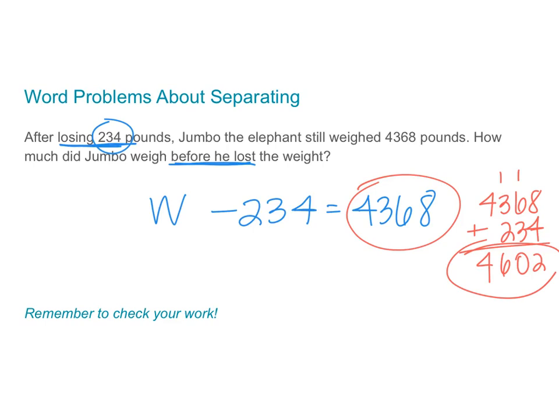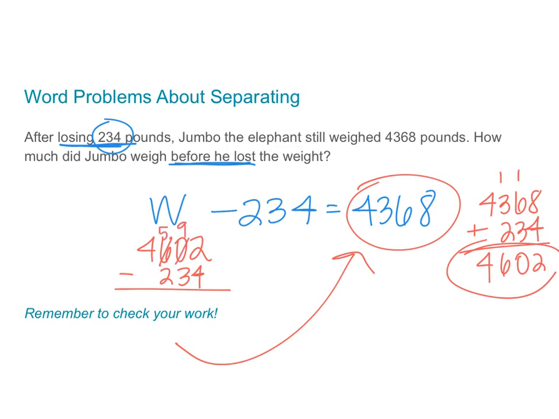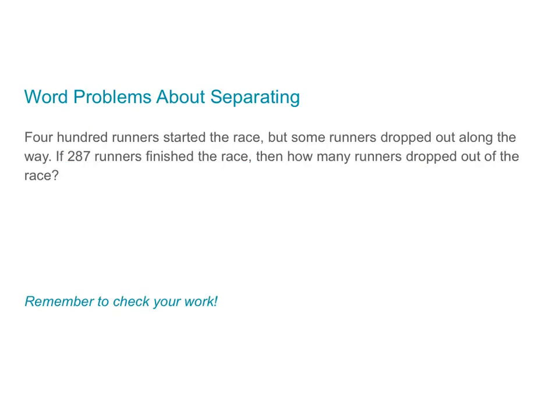Now I can plug that in where W is here. And then I can go ahead and check my work by subtracting 234 from it to make sure that it does in fact equal what it says it should equal. So if I subtract this, I've got to do some regrouping, borrowing and regrouping. I do end up with the same thing that my equation says I should. We're going to do another one.